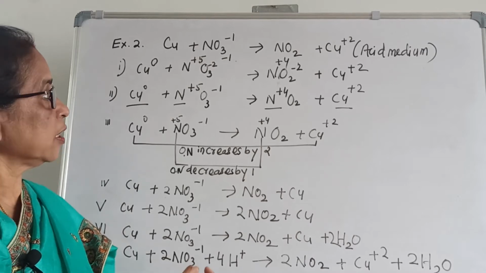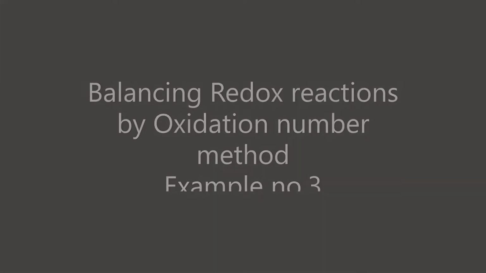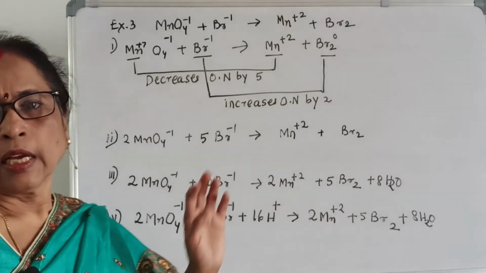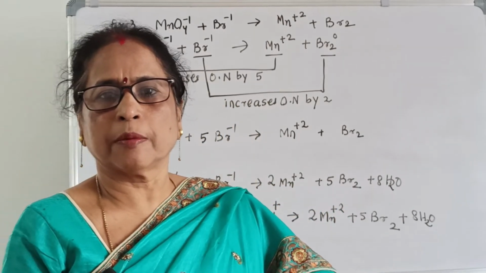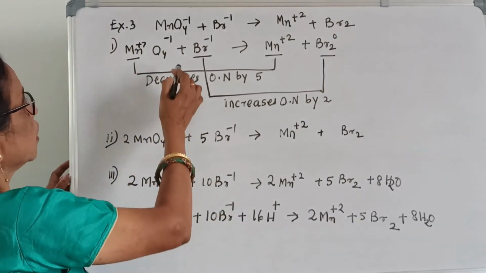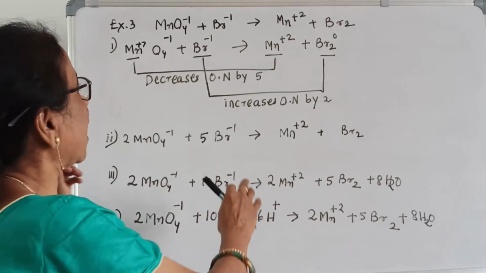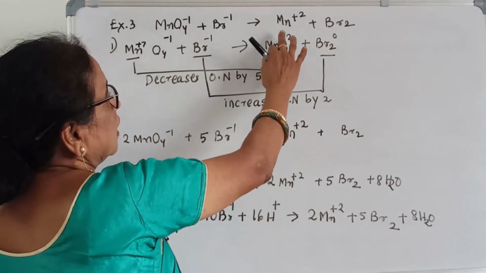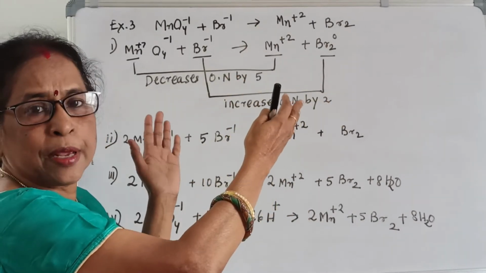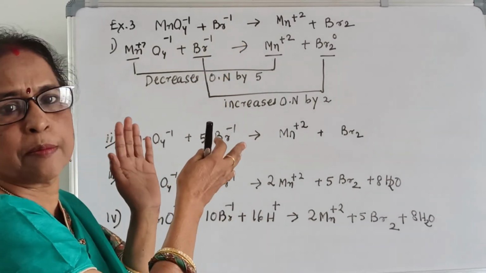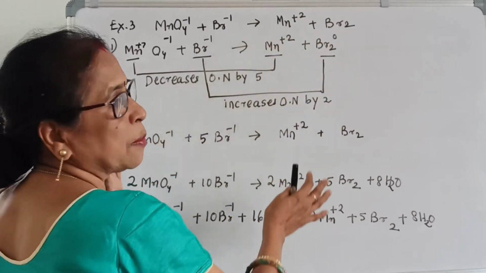Again we will see another example, then it will be clear how to balance. It is example 3, how to balance by the oxidation number method. Now here see the question: MnO4 minus 1, what is meant by MnO4 minus 1, permanganate ion, Br minus 1, and this is Mn plus 2, and this is Br2. On the reactant side, MnO4 minus 1 and Br minus 1. And the right hand side, that is the product side, Mn plus 2 and Br2.